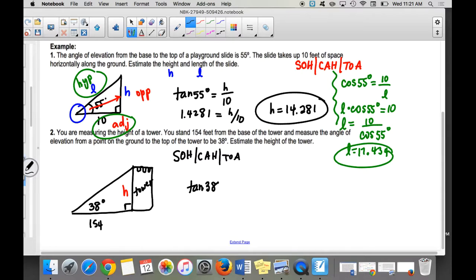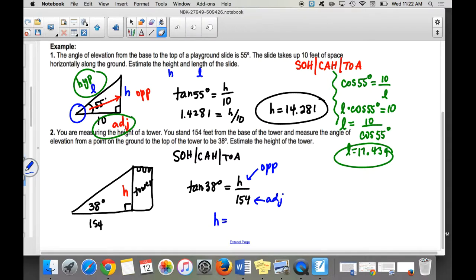So tangent of 38 degrees equals opposite over adjacent. So this is one where you can just multiply that 154 over. So we're going to do 154 times the tangent of 38. And you put it all in your calculator like that. So we get h is equal to 120.318. Perfect. Feet. Make sense? It's like Sohcahtoa. It's a very weird word, I know.